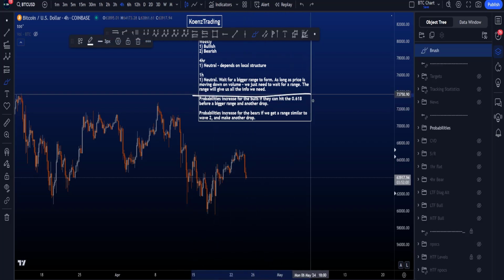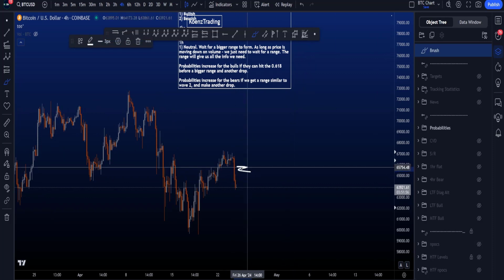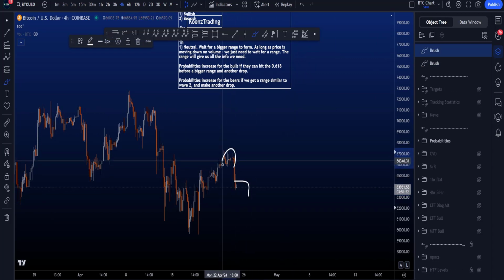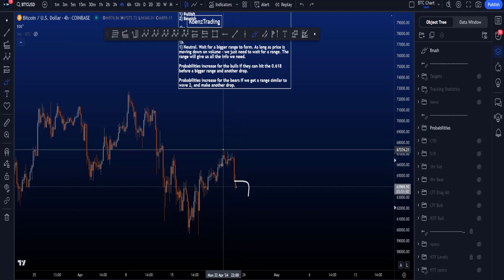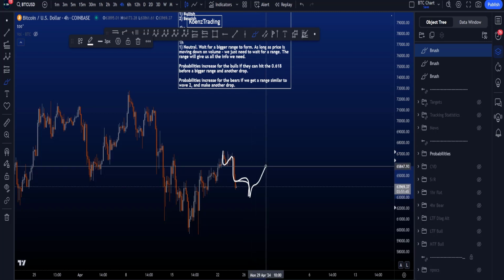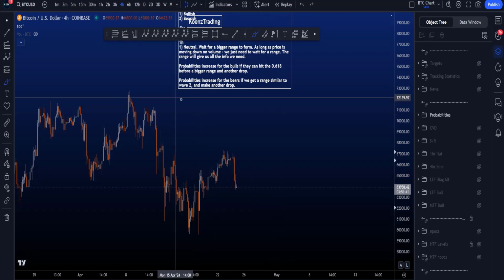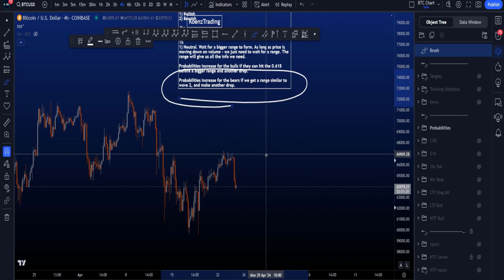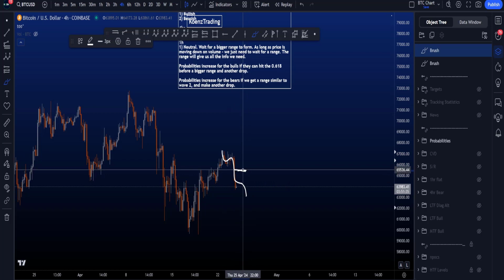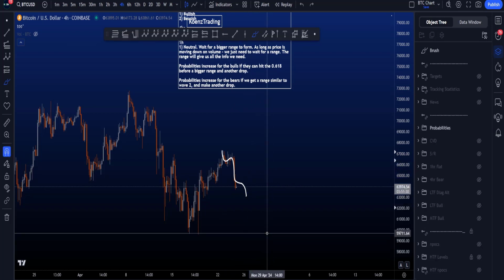Probabilities increase for the bulls if they can hit the 0.618 as shown before, a bigger range and another drop, where the range should be similar to this wave 2 over here for then a 1, 2, 3, 4, 5. That is not what we like to see, as then probabilities increase for the bearish scenario and a move towards the downside, right? Probabilities increase for the bears if we do get a 5-wave move down, price not hitting the 618 here, and then a retracement, and we're looking for another drop to the downside.